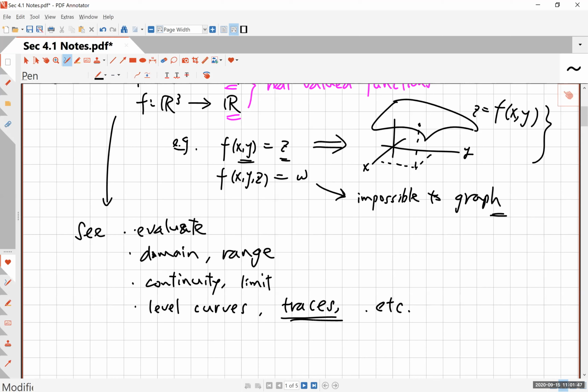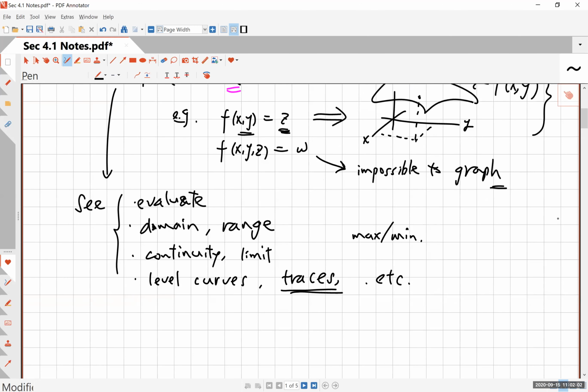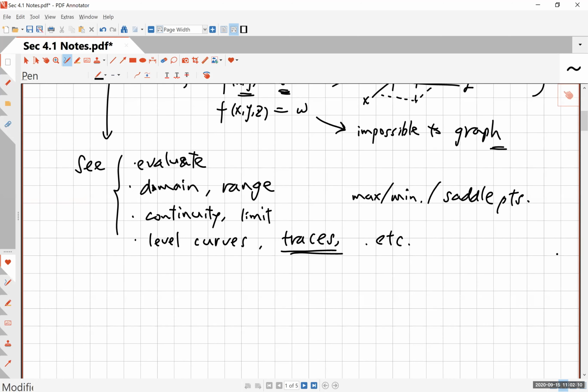And then we have a lot more to talk about. Maybe I should say something like maxima and minima, because now the codomain is R, or the range is a subset of R, so we can talk about the maximum and minimum values. And then there is another interesting thing that occurs in these multivariable functions, called saddle points. So all of these are in this chapter.